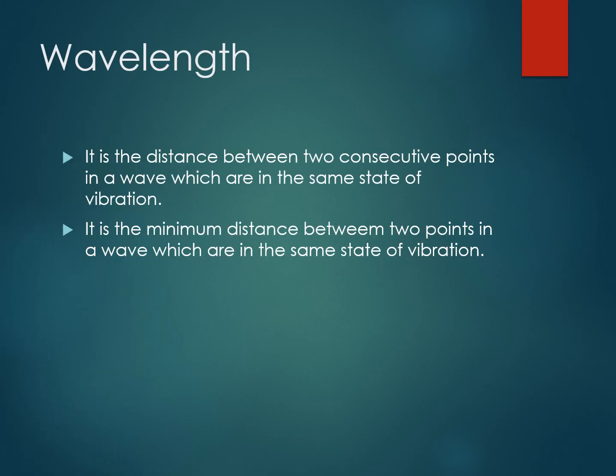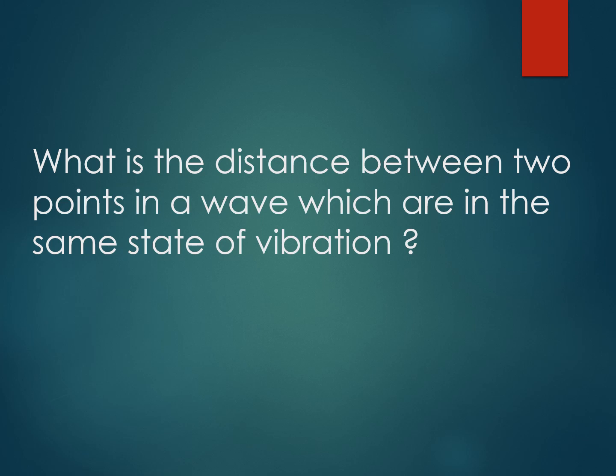Instead of using two consecutive or adjacent points, we can also state that wavelength is the minimum distance between two points in a wave which are in the same state of vibration. What is the distance between two points in a wave which are in the same state of vibration? You know that lambda is the minimum distance between two points, or the distance between two consecutive or adjacent points which are in the same state of vibration.